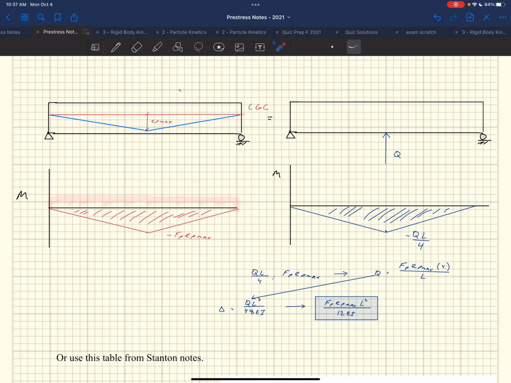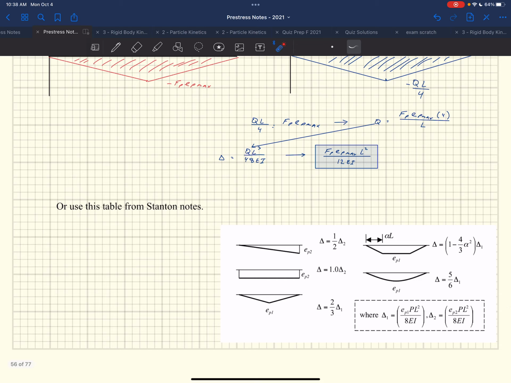Right, and so if your thing didn't go to the CGC and went like this, your moment diagram would look something like that, right? And so you do this guy, and you would do a constant moment one, which would shift it up or down. And the way that he does that in his notes down here to shift it up and down, he has a constant eccentricity, right, which gives you a constant internal moment.